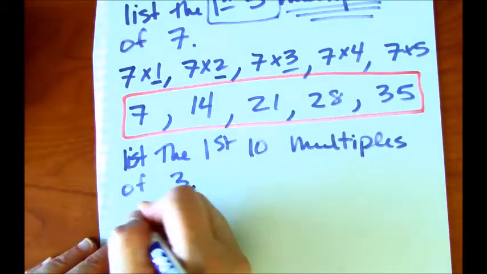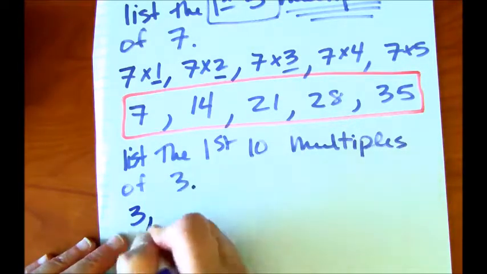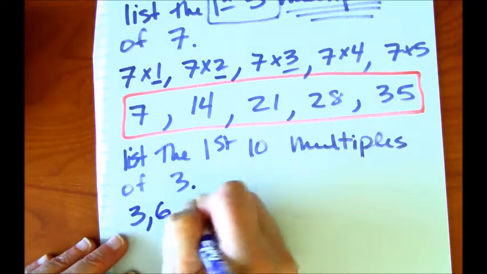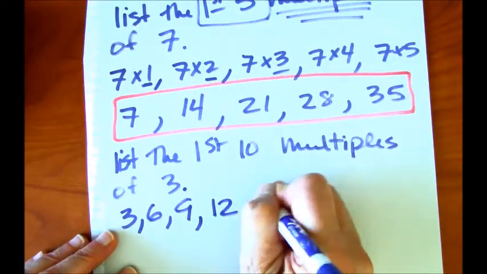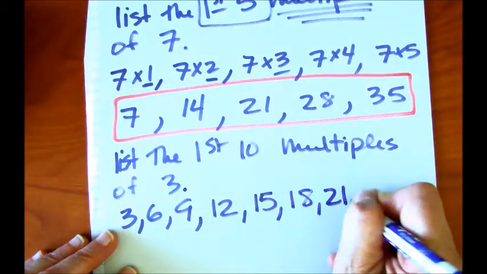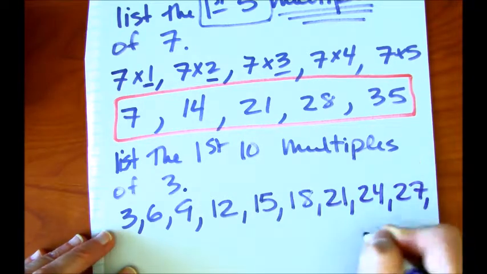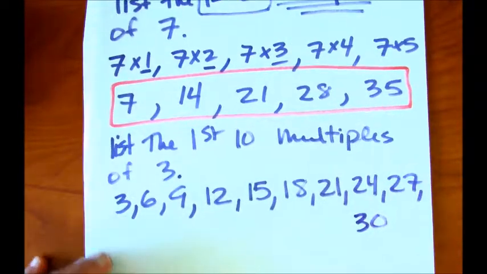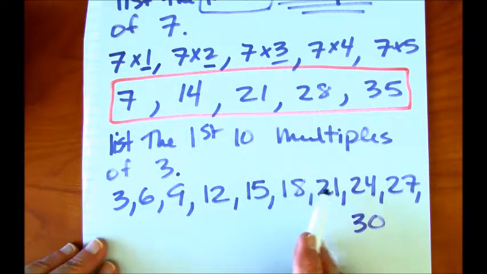Okay, I'm going to start with 3 because 3 times 1 is 3. 3 more is 6. Then we've got 9, 12, 15, 18, 21, 24, 27, and the last one is 30. I've got 10 multiples. 1, 2, 3, 4, 5, 6, 7, 8, 9, 10.